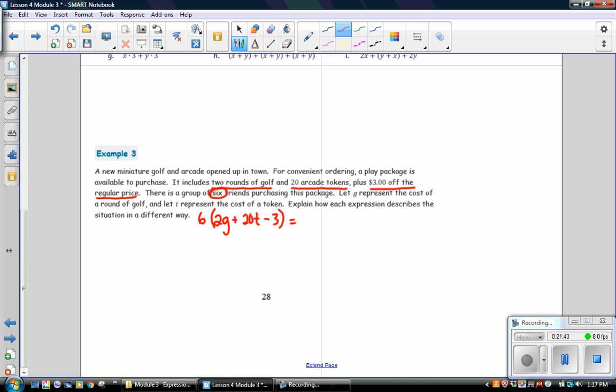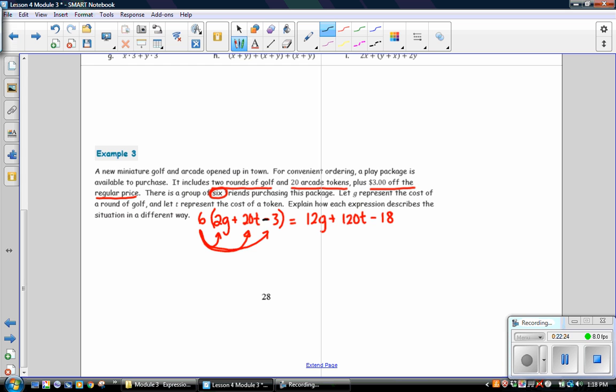Additionally, we could figure out the complete cost for the golf. There are 6 people golfing, 2 games each, so that would be 12 golf games. There are 6 people getting 20 tokens, so that's going to be 120 tokens. And there are 6 people saving $3, so they're going to save $18. Now think about the operations. Between the golf and the tokens, that is going to increase the cost, so that is added together. But the $18 is going to decrease the cost, so that is the subtraction.